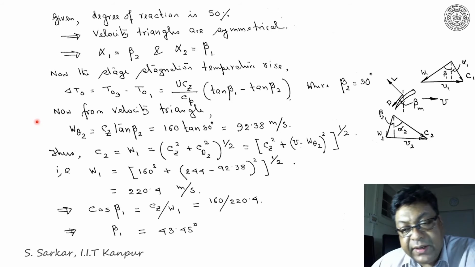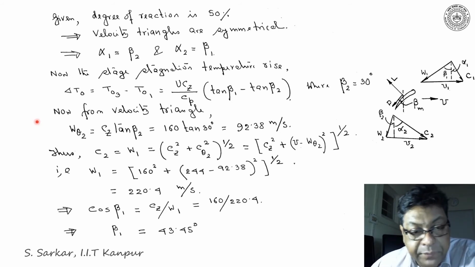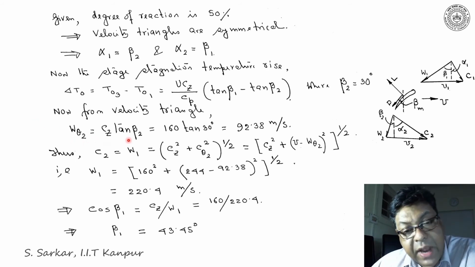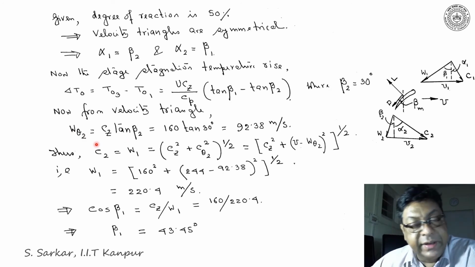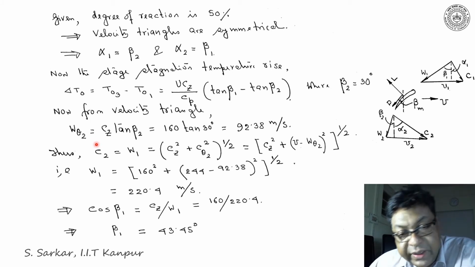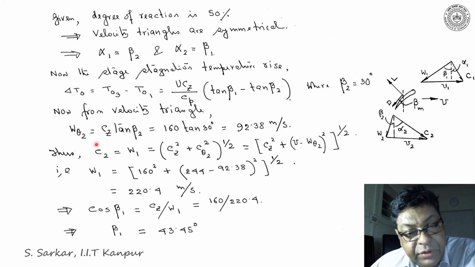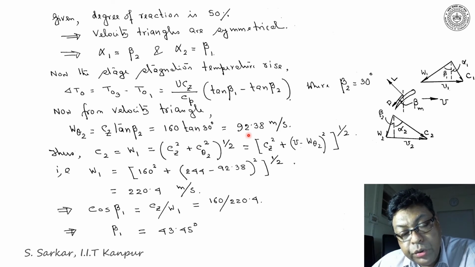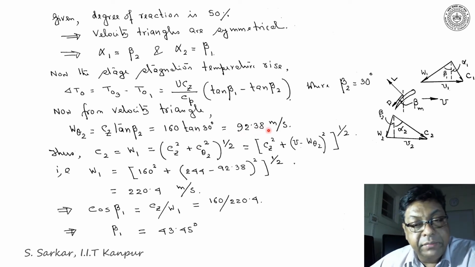Now from the velocity triangle I can write W theta 2. W theta is the tangential component of W2. So W theta 2 is equal to Cz into tan beta 2. The value of Cz is given as 160 and beta 2 is equal to 30 degree. So W theta 2 I have evaluated as 160 into tan 30 degree, that is equal to 92.38 meter per second.